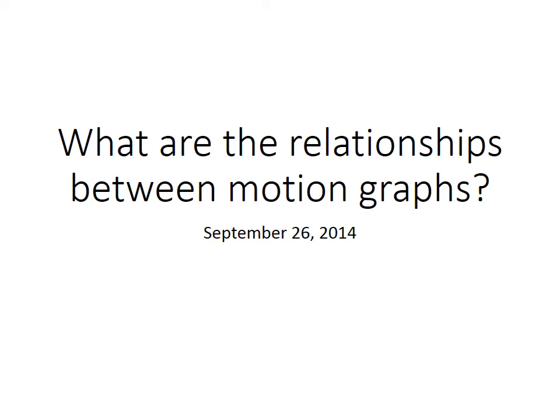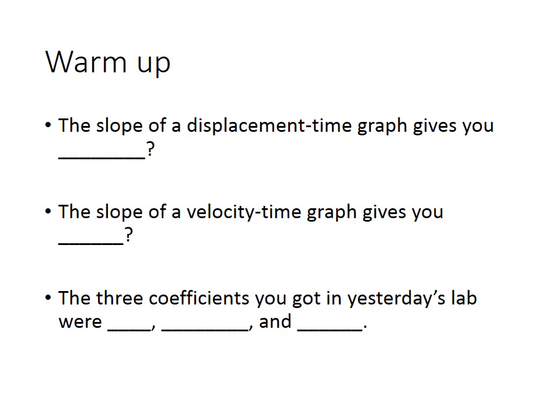What are the relationships between motion graphs? Your warm-up was mostly a review from the post-lab from our motion graph lab. The slope of a displacement time graph gives you velocity, and the slope of a velocity time graph gives you acceleration. If you were absent on Thursday, you don't have the coefficients from Thursday's lab, but if you were here, all you had to do was write them down to keep them fresh in your mind.